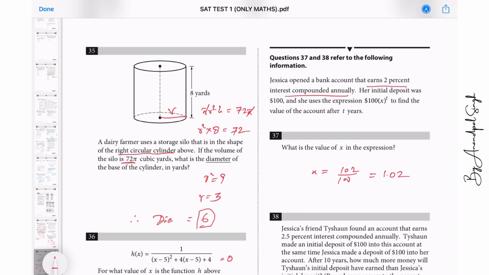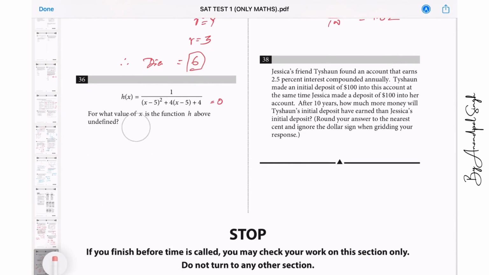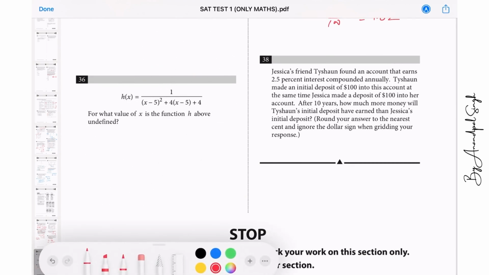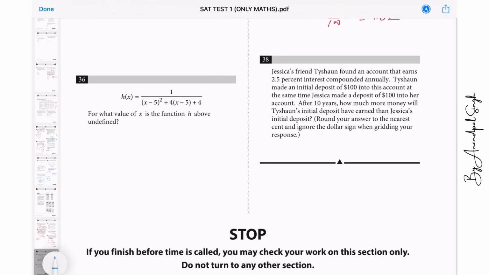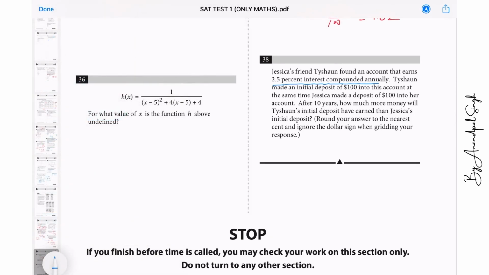And the last question of today's session, let me rub this one so that I have some space to do it. Jessica's friend Tushan found an account that earns 2.5%. Tushan made an initial deposit of $100 into this account. At the same time, Jessica made $100 into the account. After 10 years, how much more money will Tushan's initial deposit have? So that will be 1.025 raised to power 10 times 100, minus 100 times 1.02 raised to power 10.